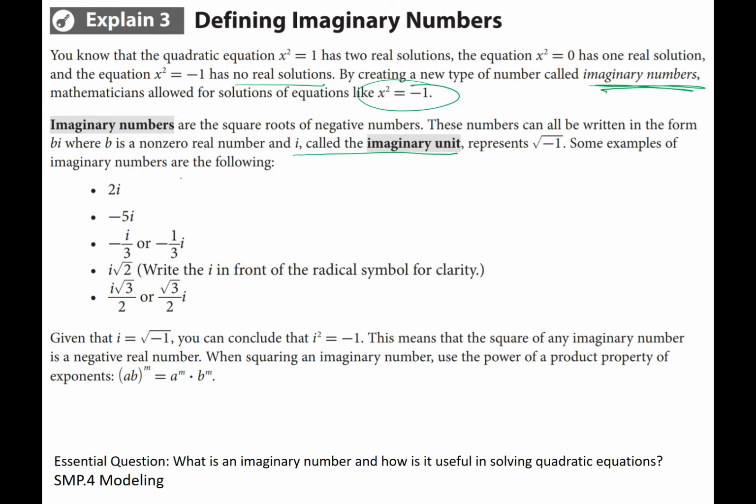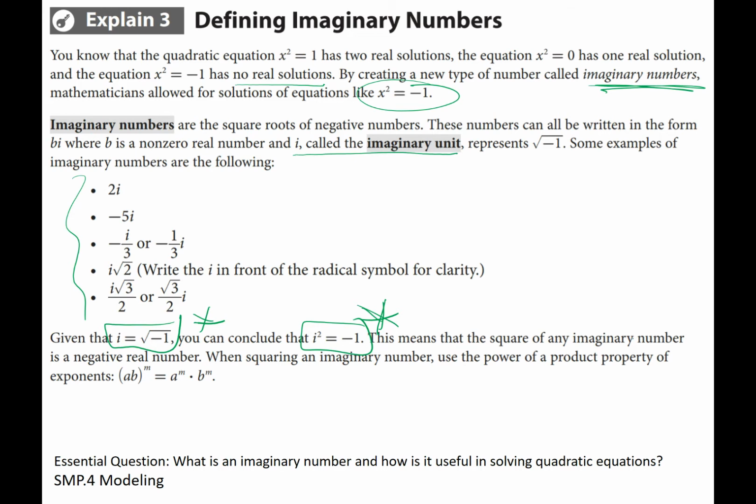Some examples of imaginary numbers are as follows. So they give you a whole bunch of examples. We always write the i in front of the radical symbol for clarity, unless it's in this fractional form here. You can write it in the back. Given that i equals the square root of negative 1, this is something you need to learn and memorize. So you know that i is equal to the square root of negative 1. You can conclude that i squared is negative 1. Actually, this is probably the better one to remember. So if you see i squared, you know that that's negative 1. You can replace it. Okay?